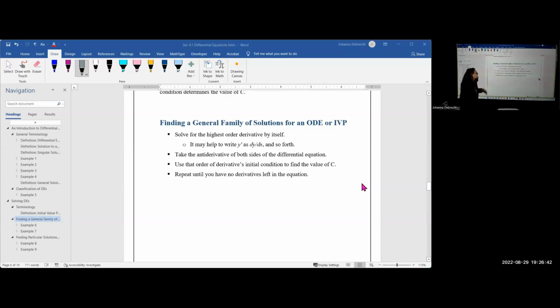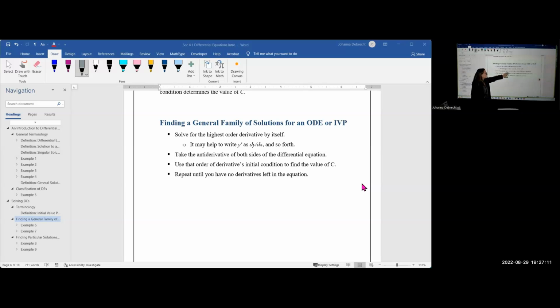initial value problem. Again, as I said before, you want to solve for the highest order derivative by itself. So if you have a y triple prime and you have a y double prime and a y prime and a y, you want to solve for y triple prime. It may help to write it in the fractional form if you find that simpler, and it may reduce part of the differentials when you put it in the integral.